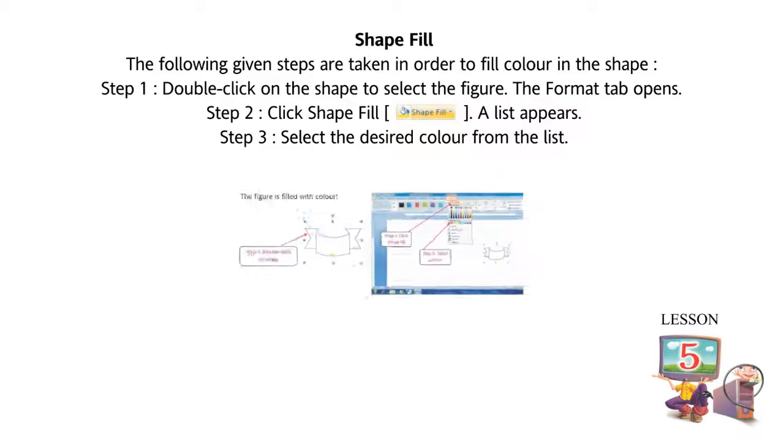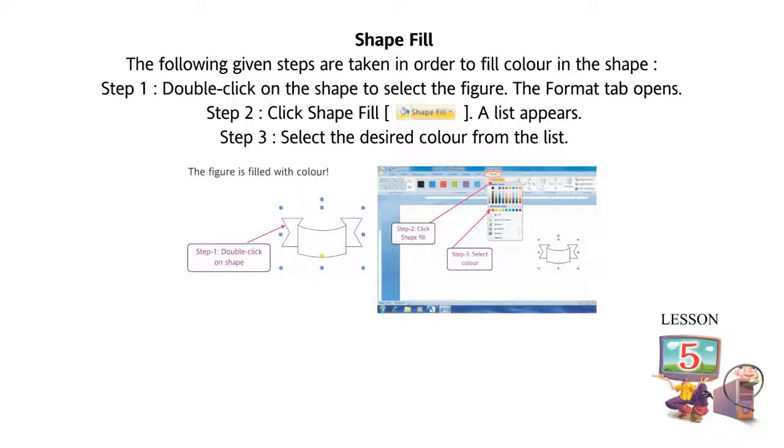Shape Fill. The following given steps are taken in order to fill color in the shape. Step 1. Double-click on the shape to select the figure. The Format tab opens. Step 2. Click Shape Fill. A list appears. Step 3. Select the desired color from the list. The figure is filled with color.